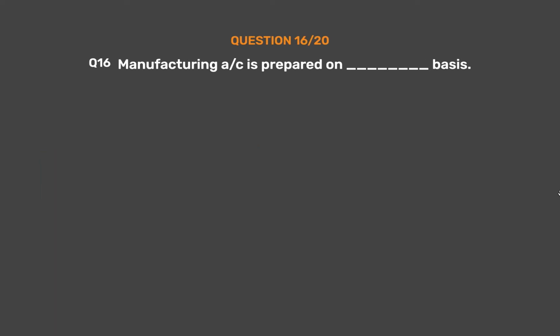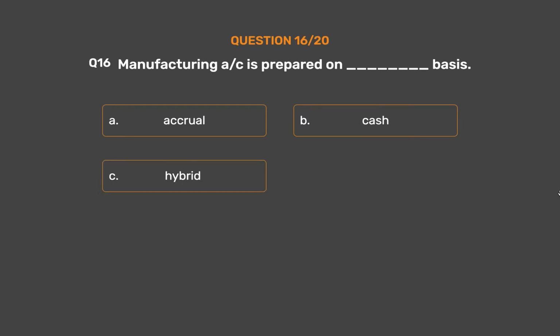Question number 16. Manufacturing A/C is prepared on underscore basis. Option A. Accrual. Option B. Cash. Option C. Hybrid. Option D. Single entry.